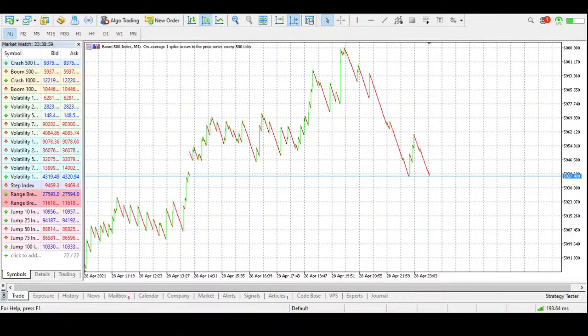Today I'll be sharing with you the appropriate lot sizes, or the best lot sizes, for varying account balances you should trade with, and also the maximum running trades that should be running per time. Now this is for your safety and this is solely for Boom and Crash.